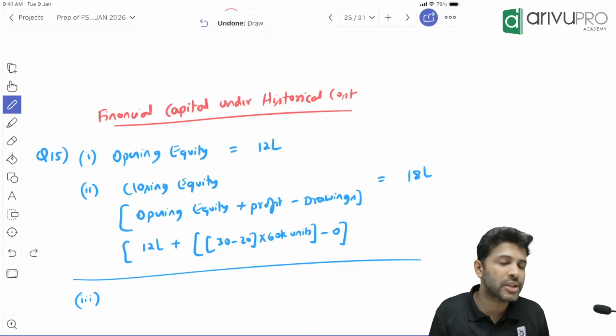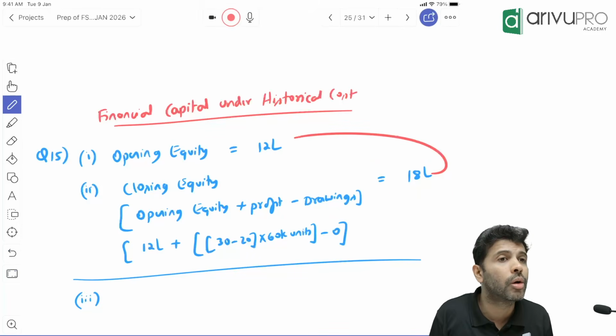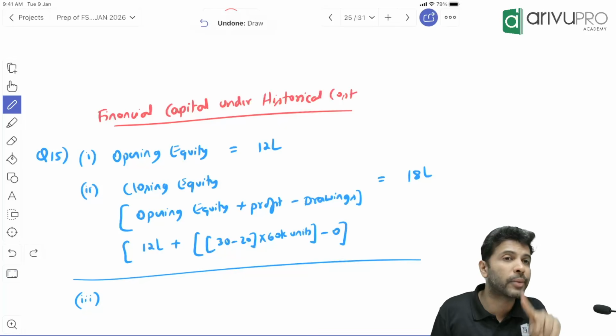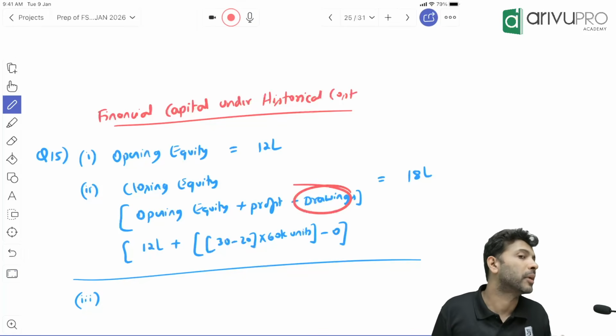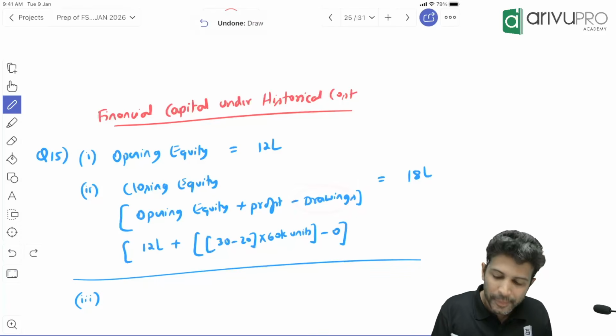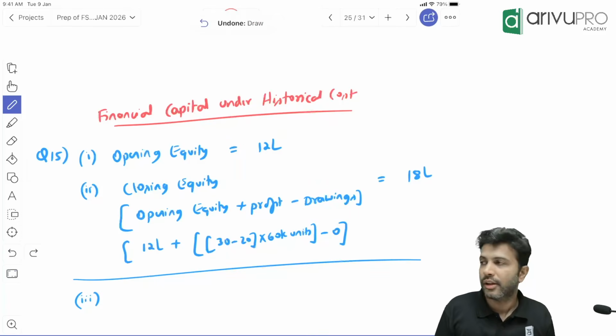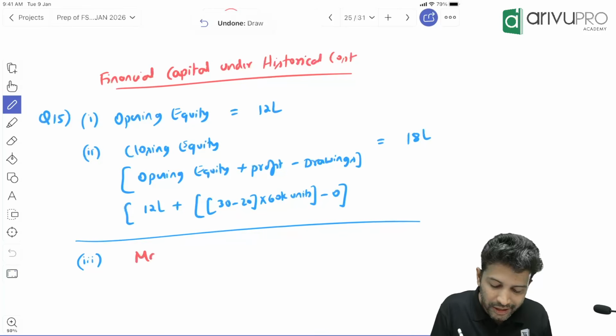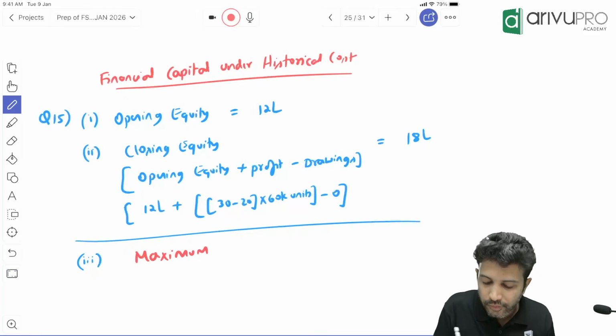18 lakh. That means from 18 lakh, you have to bring it down to 12 lakh. So you have to reduce by how much? 6 lakh. Why will equity reduce? Because of drawings. If you draw the money, capital will reduce. That means how much can you withdraw over here? 6 lakh. That's what they asked. What is the maximum drawings?